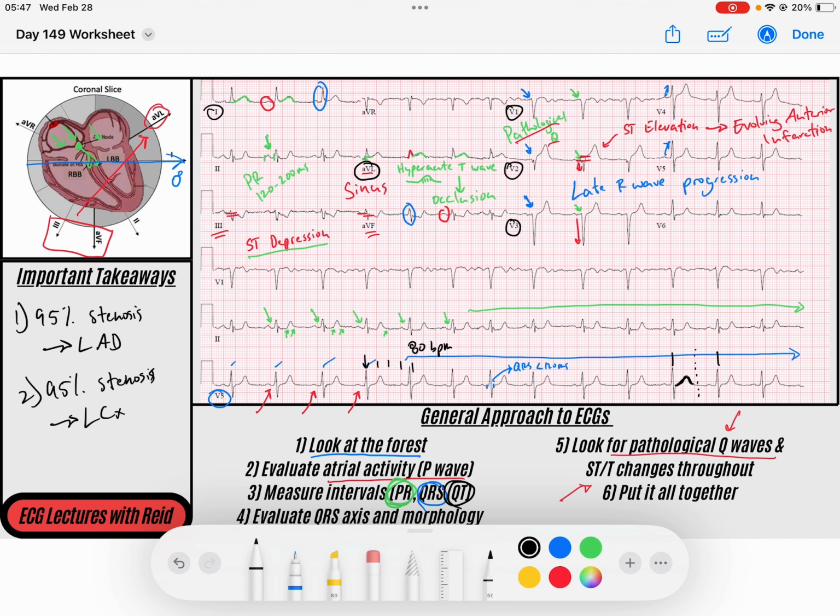So when you put this all together, what do we have? We've got a sinus rhythm at a rate of 80 beats per minute with poor R wave progression, late R wave progression through the precordium that I believe is best explained by these high lateral hyperacute T waves and some acute, subacute, late ischemic changes maybe that we're seeing in the anteroseptal leads.